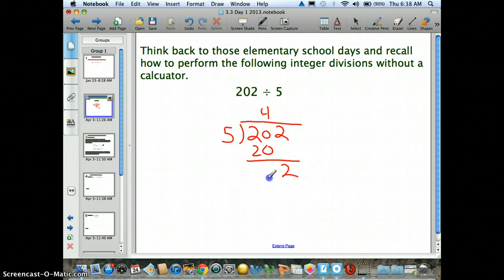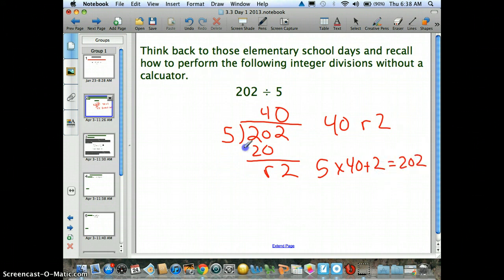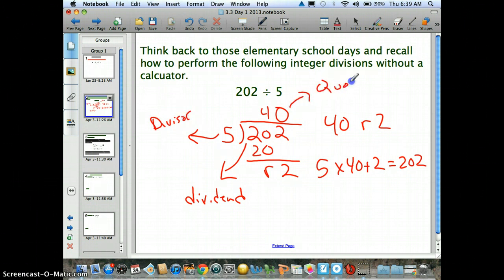Now 5 won't go into 2, so that's called the remainder, right? So you fill this spot with a 0. So your quotient is 40, but you have a remainder of 2. So what that means is 5 times 40 plus 2 is the number that you started with, 202, okay? Recall that the 202 is called the dividend, the 5 is called the divisor, and the 40 is the quotient. And of course, the 2 is the remainder, all right?